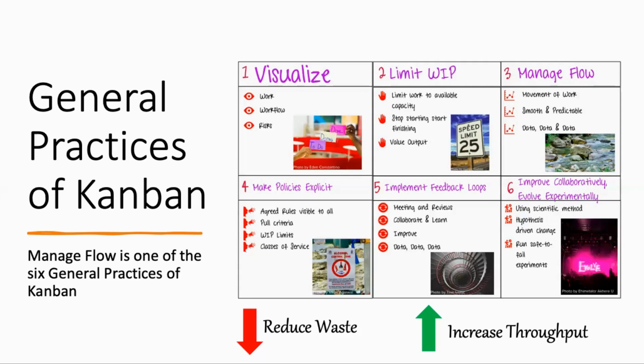So these are the six general practices of Kanban in a bird's eye view. So when you implement all these six general practices of Kanban, they help you to increase the throughput and reduce the waste. And once you reduce the waste, you optimize your flow.